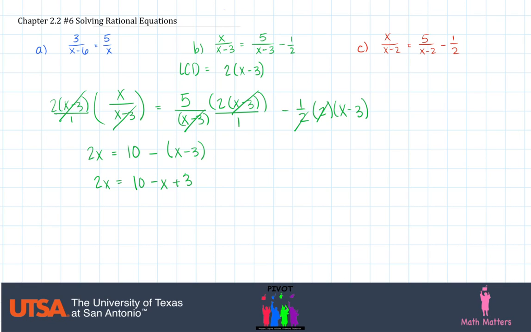Then we do 2x equals 13 minus x. Let's add x on both sides. And then we have 3x equals 13. Then x equals 13 over 3.